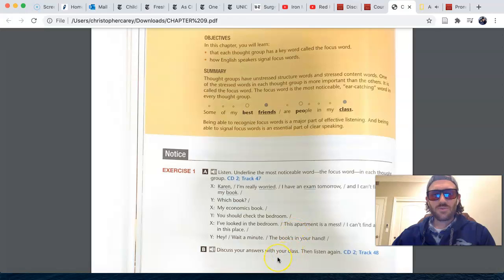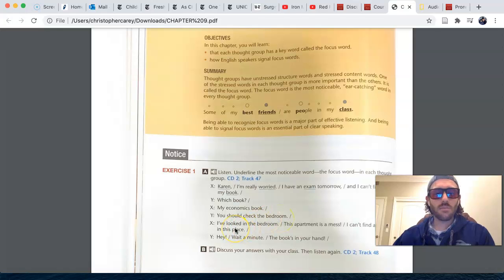All right, so let's go ahead and go through together which word is the focus word in each thought group. Karen, I'm really worried. I have an exam tomorrow and I can't find my book. Which book? Which is the focus word in this thought group? Which book? My economics book. Economics is your focus word here. You should check the bedroom. Bedroom is our focus word here.